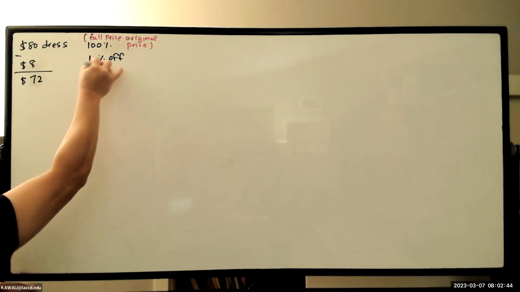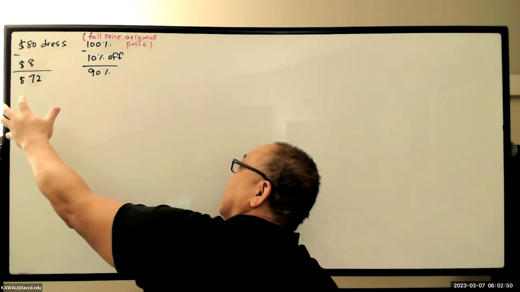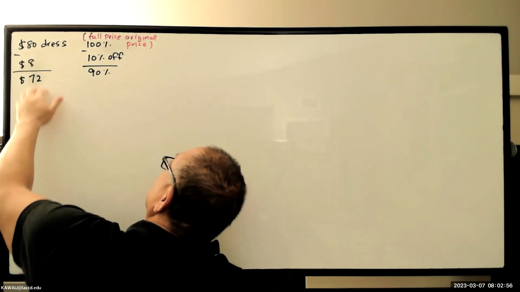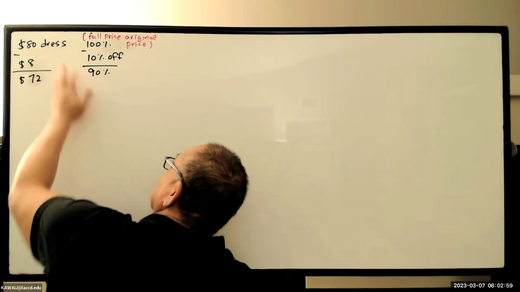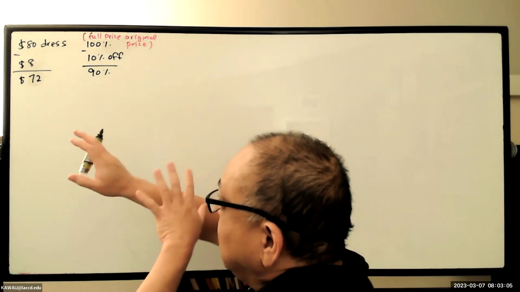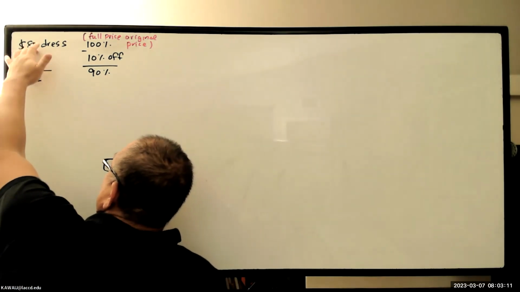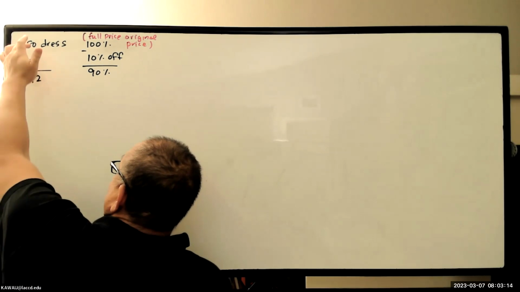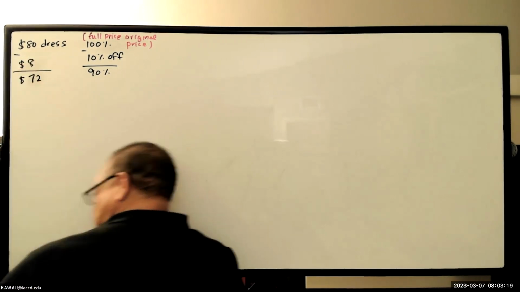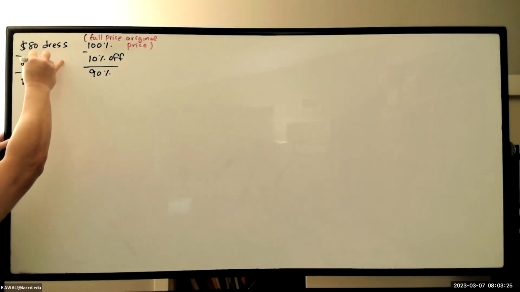Now, I want you to see that these two things work in tandem, right? $80 minus 8 is 72, and 100% minus 10% is 90%. And in your problems, they will give you two of these numbers. It's either a number or a percent, and they'll want you to find the third one. Okay. Cool. Put this up. Save it.